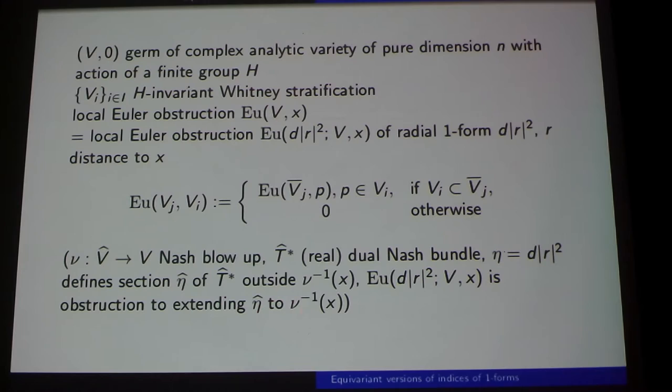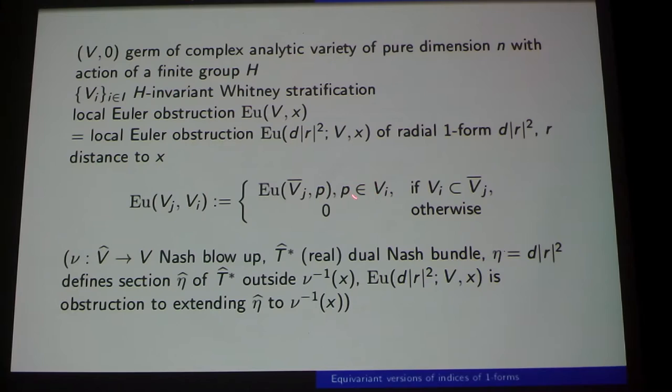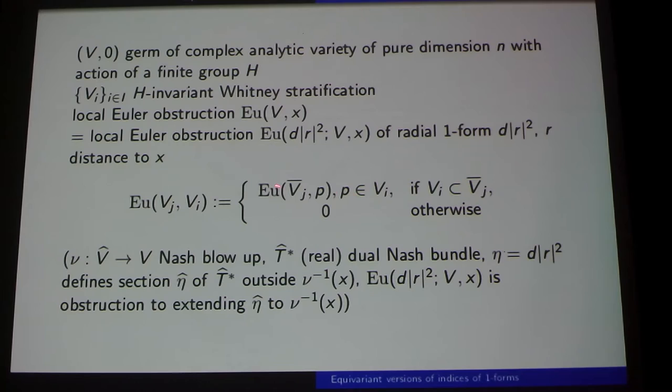Sorry, I forgot to mention that one defines such an invariant. This is the Euler obstruction of Vj with respect to Vi. It is defined to be the Euler obstruction of Vj bar with respect to P, where P is a point in Vi, if Vi sits in the closure of Vj bar, because one can show that this number is independent of the choice of this point in Vi. And it is defined to be zero otherwise, if you have no such inclusion.